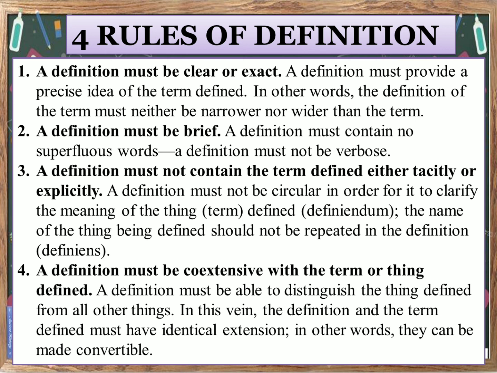Fourth, a definition must be coextensive with the term or thing defined. A definition must be able to distinguish the thing defined from all other things. In this vein, the definition and the term defined must have identical extension. In other words, they can be made convertible.